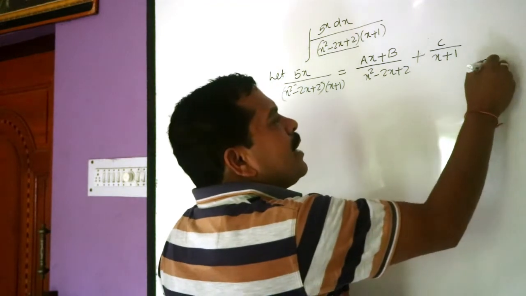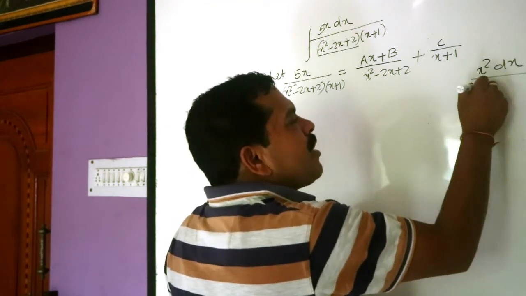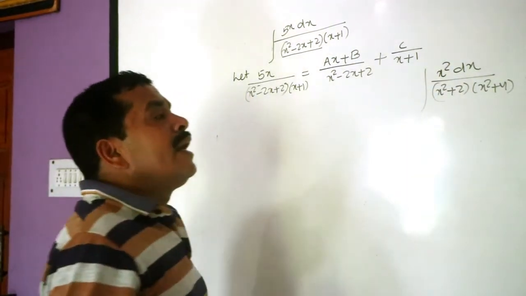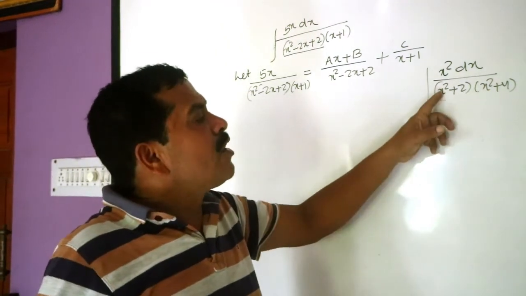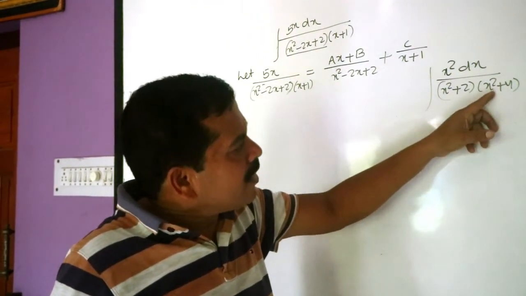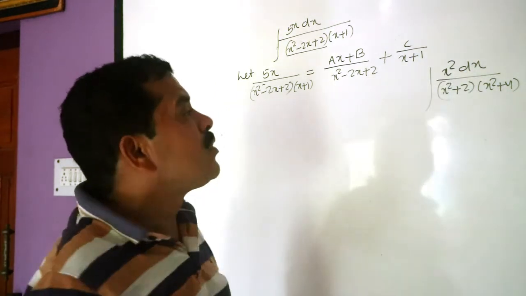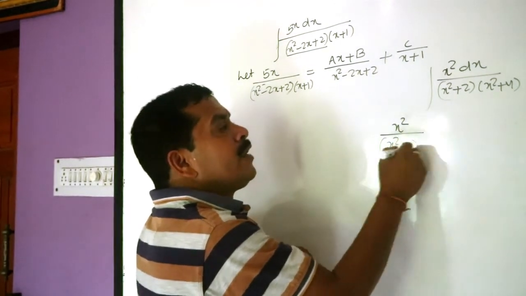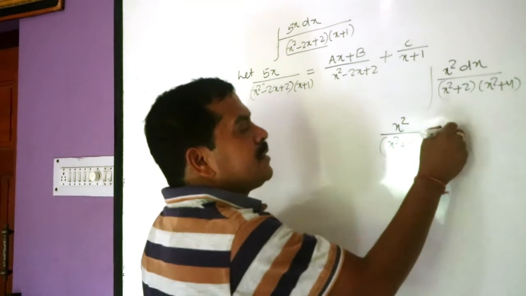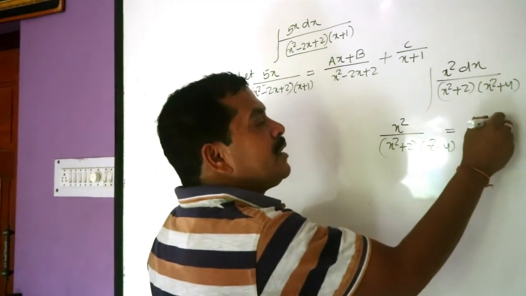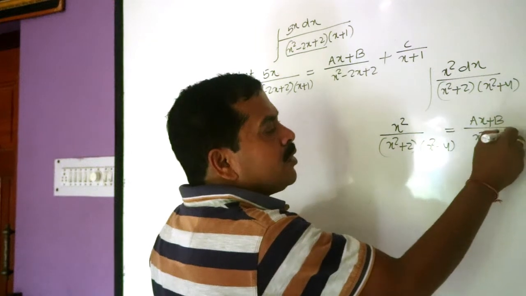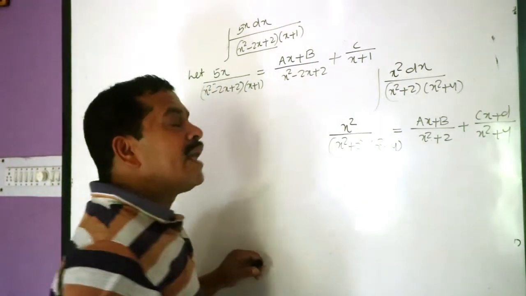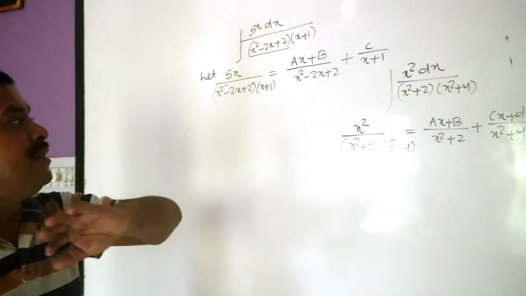Suppose this type, x squared by (x squared plus 2) into (x squared plus 4). Here we cannot factorize this because both are quadratic; we cannot factorize to linear. So in this case we take x squared by (x squared plus 2)(x squared plus 4) as (ax plus b) by (x squared plus 2) plus (cx plus d) by (x squared plus 4). Then you have to find the values of a, b, c.